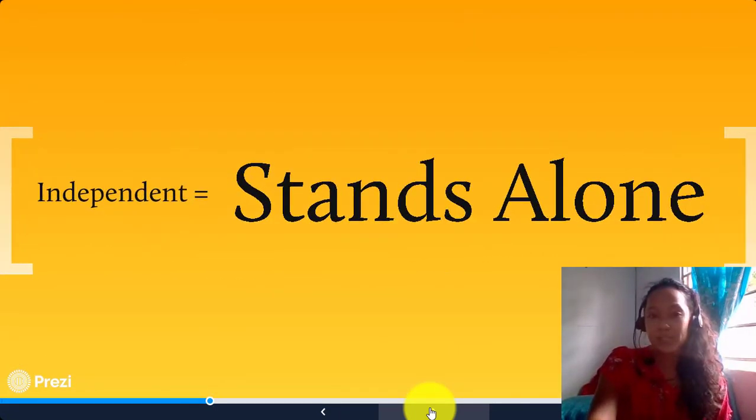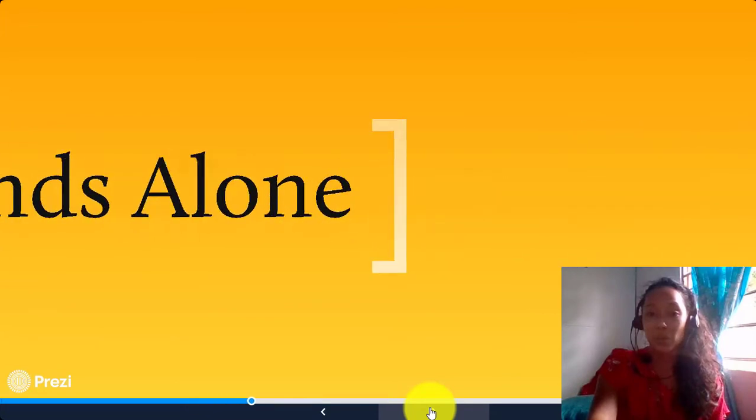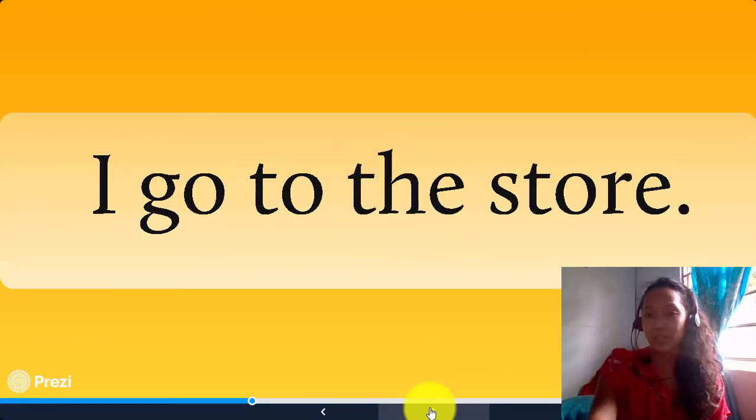An independent clause is something that can stand alone, so it's sort of like a simple sentence. A simple sentence is basically the same thing as an independent clause. For example, I got to the store. That's a simple sentence, right? That is what we mean by independent clause.